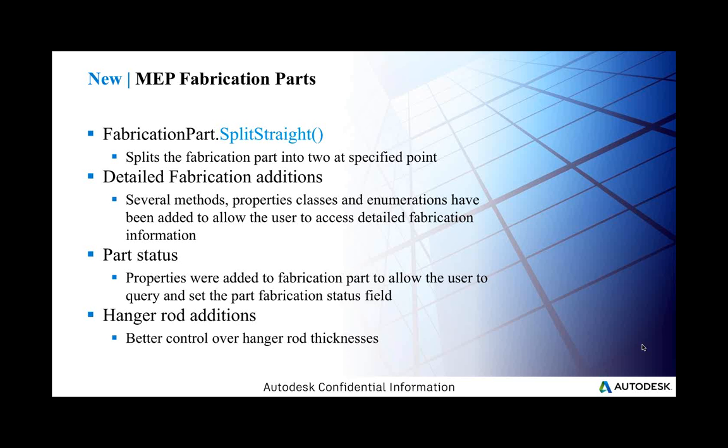For MEP Fabrication Parts, we have a split straight method to split one specific part into two at a specified point. Several methods, properties, classes, and enumerations have been added to provide more detailed fabrication information. Properties were added to the fabrication part to query and set the status field on the part, and we have implemented better control over hanger rod thicknesses.